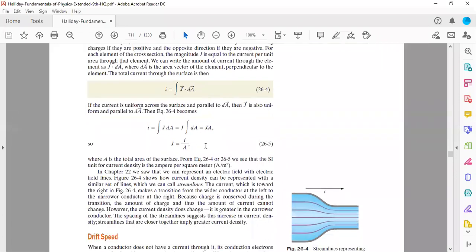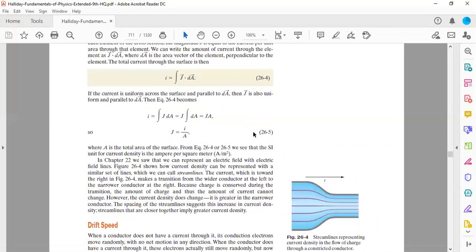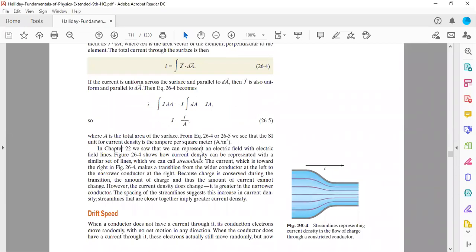In other words, what is meant by current density? Just like volume density, we have studied different terms related to density: mass per unit volume or mass per unit length. So similarly, there is a term related to current density.